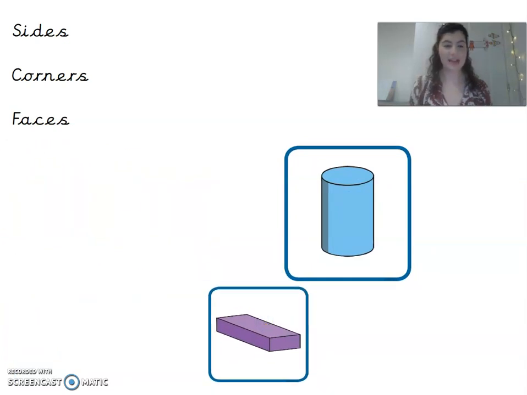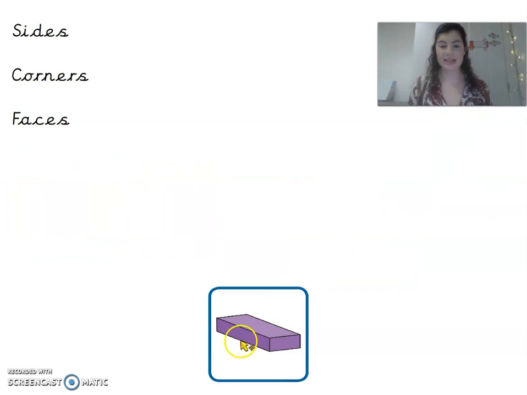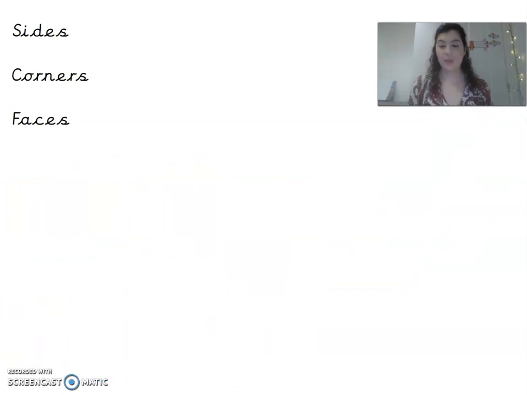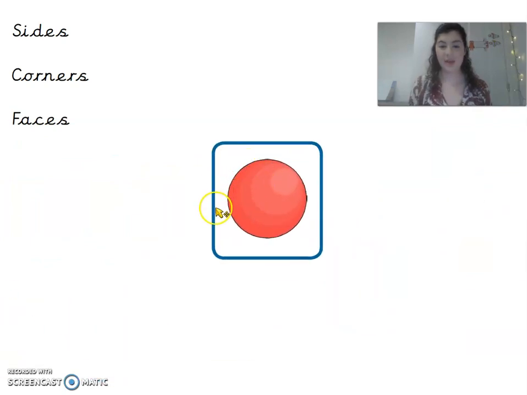Okay, let's have another look at another one. Let's see. What about this one? Now this one looks like a circle, doesn't it? Because it's a picture. But it's actually called a sphere. It's a really tricky one to say. A sphere. Can you have a go at saying that? Ready? My turn. Sphere. Your turn.